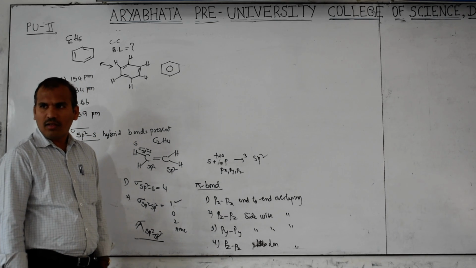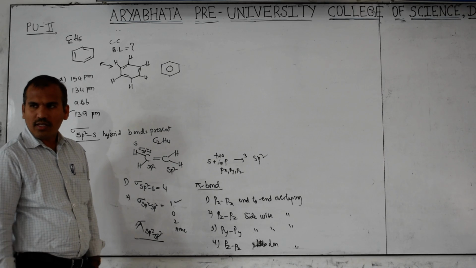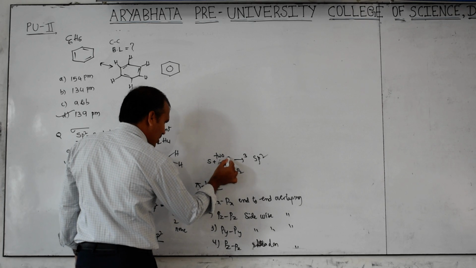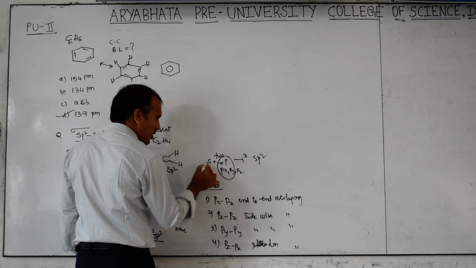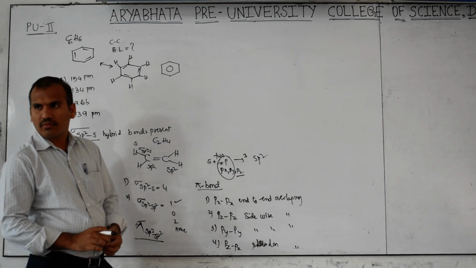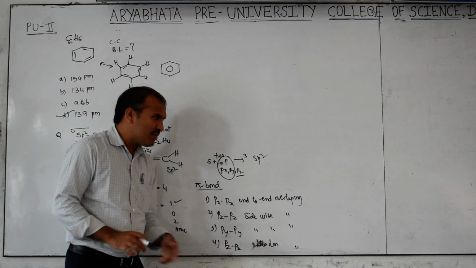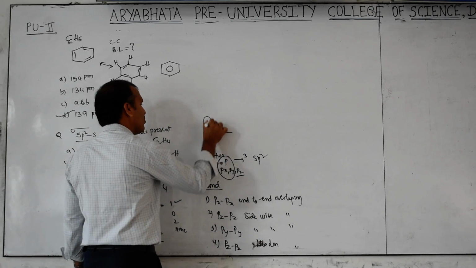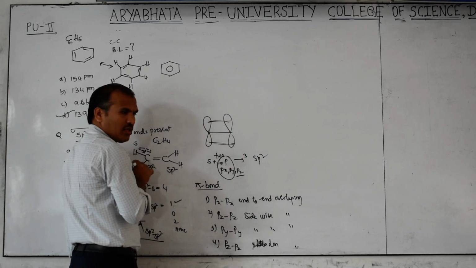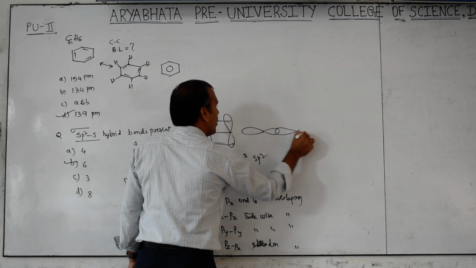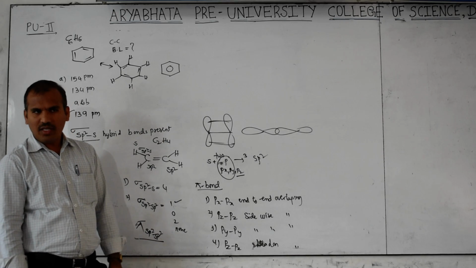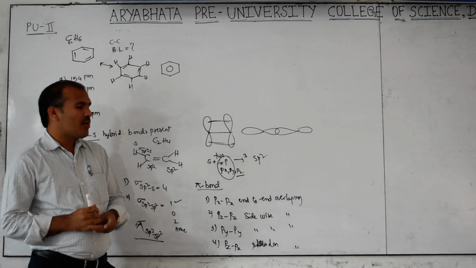Is that clear? Then which ones do we have to consider? Yes, px and py. Then which is left? pz. pz forms sidewise overlap; this is the pi bond, while the sigma bond is formed by end-on, end-to-end or head-to-head overlapping. Clear? Then what will you answer now?